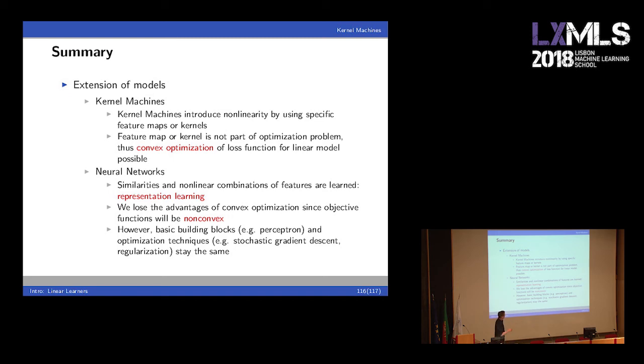And so, two ways of getting at nonlinear models. One is kernel machines, convex optimization. Another one, neural networks, non-convex optimization.